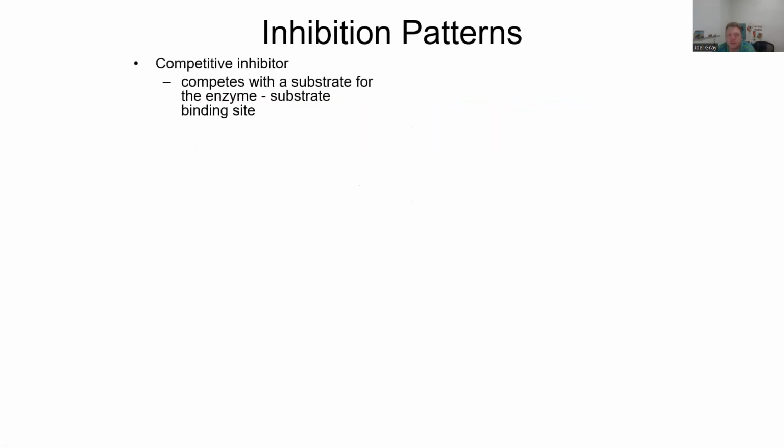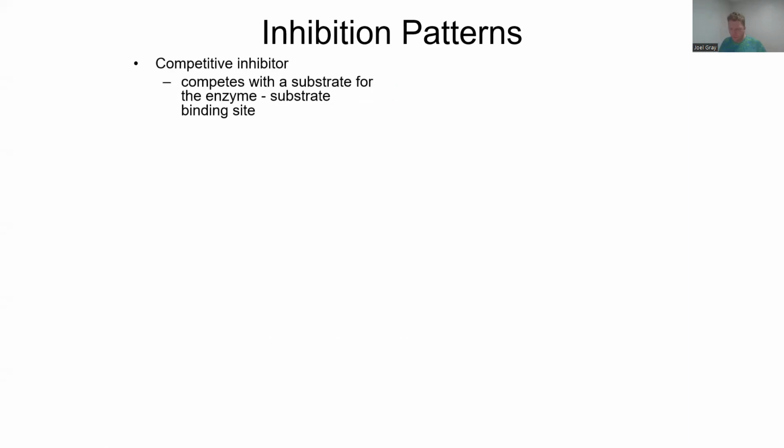So, inhibition patterns. A competitive inhibitor competes with a substrate for the enzyme, specifically the substrate binding site. When we talk about these different types of inhibitors, the first one is a competitive inhibitor. I think that's easiest to understand because the name, competitor or competition, is something you've maybe pulled from your everyday language. This competes with the substrate for the enzyme, specifically the substrate binding site.